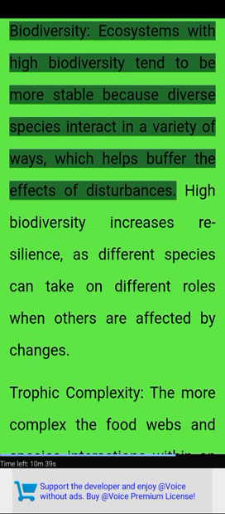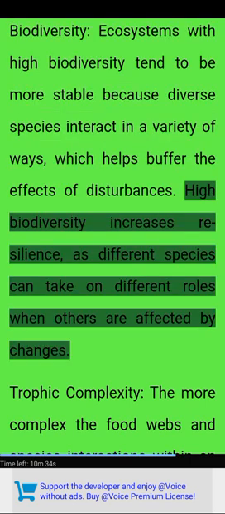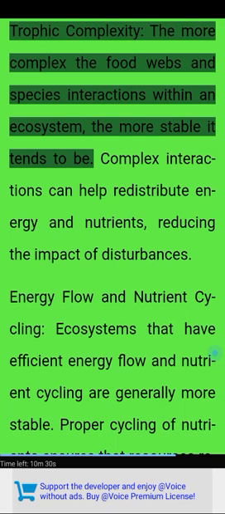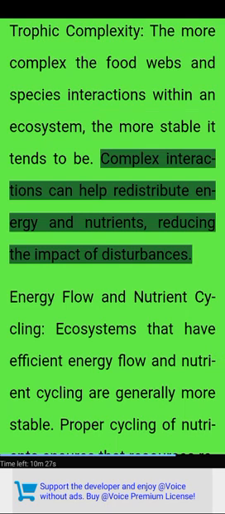Factors influencing ecosystem stability. Biodiversity. Ecosystems with high biodiversity tend to be more stable because diverse species interact in a variety of ways, which helps buffer the effects of disturbances. High biodiversity increases resilience, as different species can take on different roles when others are affected by changes. Trophic complexity. The more complex the food webs and species interactions within an ecosystem, the more stable it tends to be. Complex interactions can help redistribute energy and nutrients, reducing the impact of disturbances.